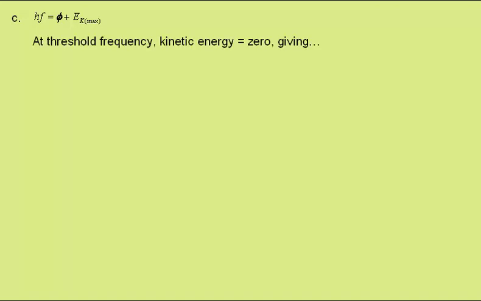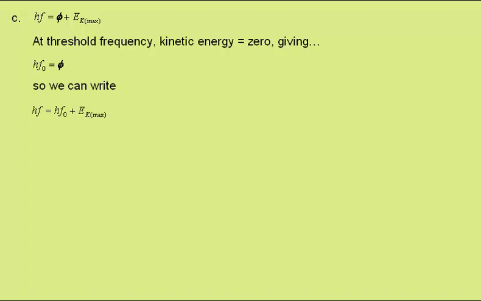In C, the threshold frequency for a particular metal is 5.6 times 10 to the 14 Hz, and we need to calculate the maximum kinetic energy of the emitted electrons if the frequency of the light striking the surface is double this frequency. Well, we need to use the equation hf is equal to phi plus Ek max, and at the threshold frequency the kinetic energy is 0, which gives us hf0, the Planck constant multiplied by the threshold frequency, is equal to the work function phi.